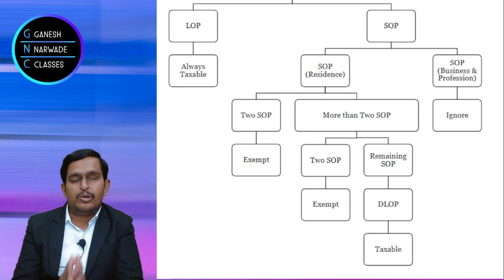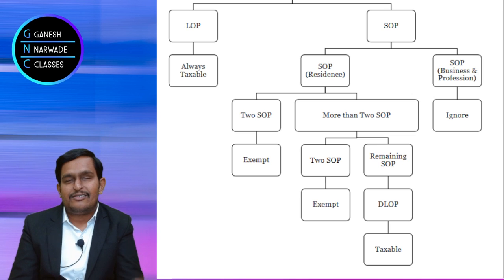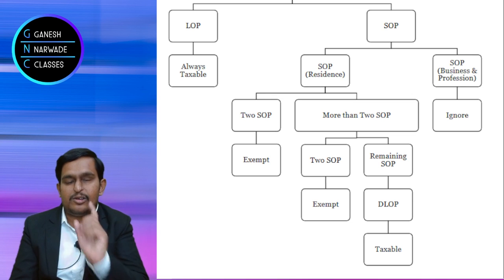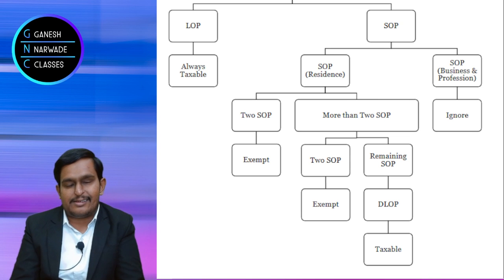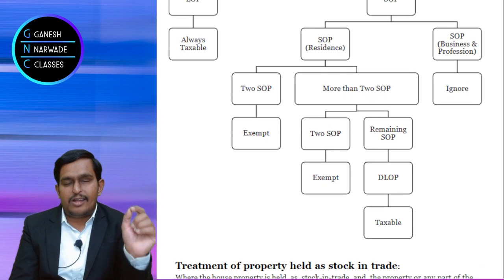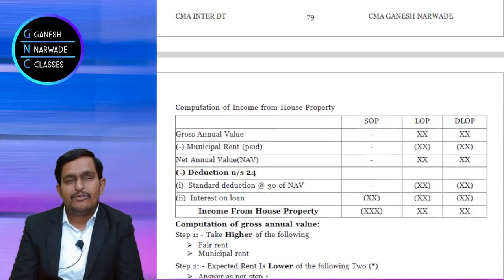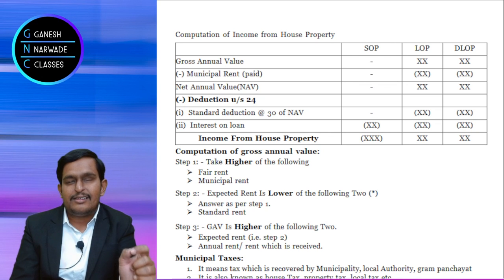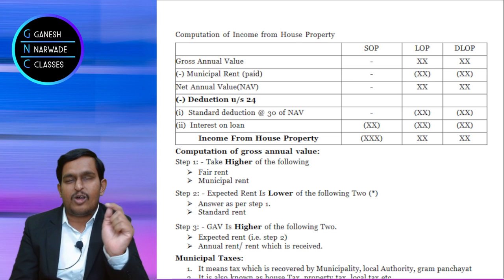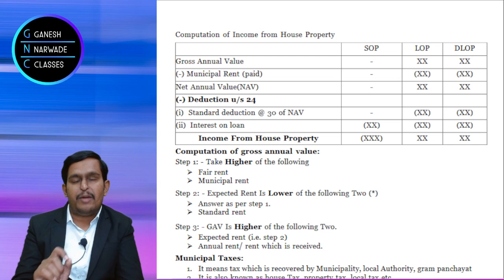Now, how to compute the income under the head house property? Very simple pro forma. You just see. First, we will take GAV, gross annual value. From that, we deduct municipal taxes. When gross annual value minus municipal tax, we get net annual value. From this, deductions under section 24: first one is standard deduction at the rate of 30% of the NAV, and second one is interest on loan. Once we deduct these two items, we get income from house property.